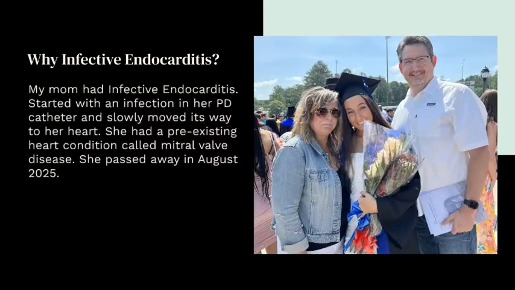So why did I choose infective endocarditis? My mom had infective endocarditis. The infection started in her PD catheter, which she had for kidney damage. She was on PD dialysis, so there's a catheter that sits in her peritoneal cavity. It got infected and moved up to her heart. She did have a pre-existing heart condition called mitral valve disease, so it basically latched onto that. She did pass away in August of 2025. This is a picture right here of her. Please excuse her face. She was crying because this was at my college graduation back in 2023.